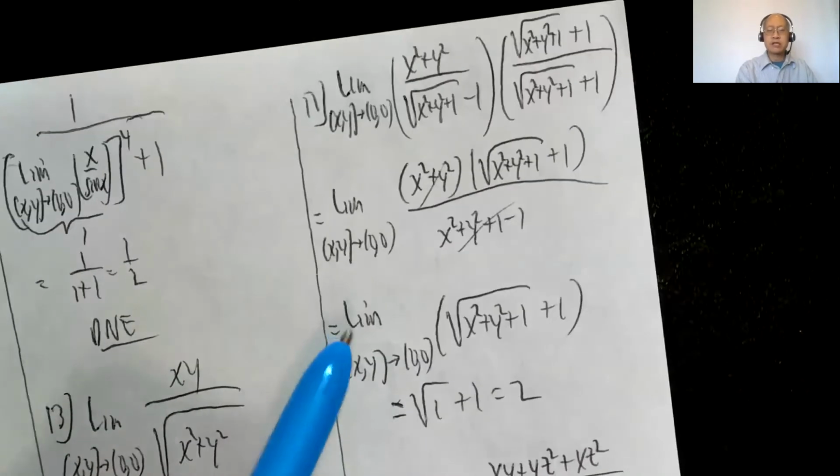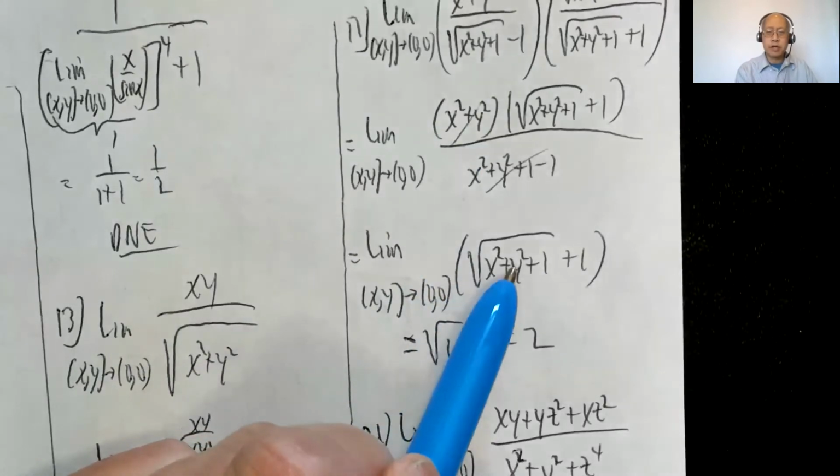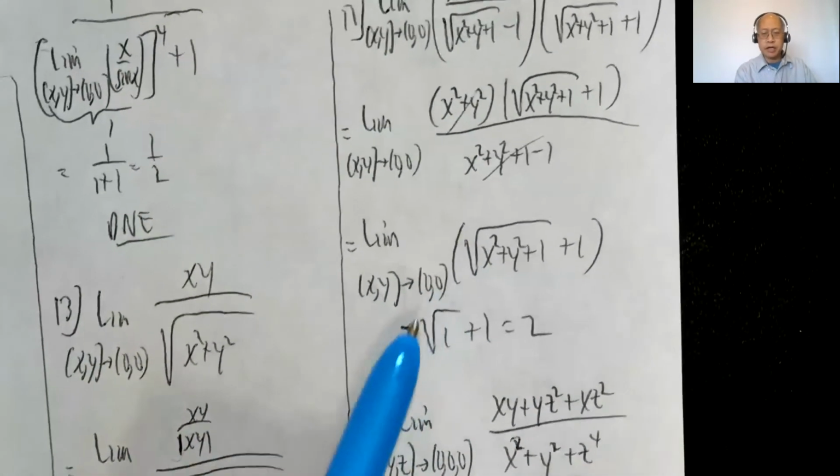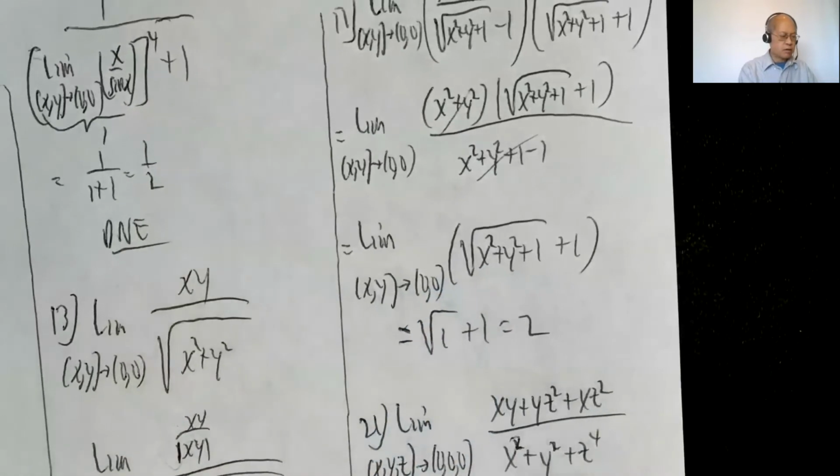So I just have the limit as x, y approaches 0, 0 of the square root of x squared plus y squared plus 1, plus 1. And now you can just plug in 0, 0: square root of 1 plus 1. Final answer is 2.